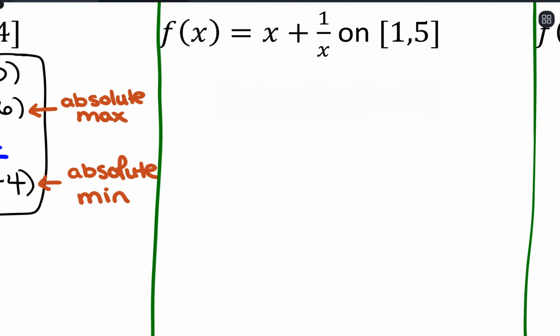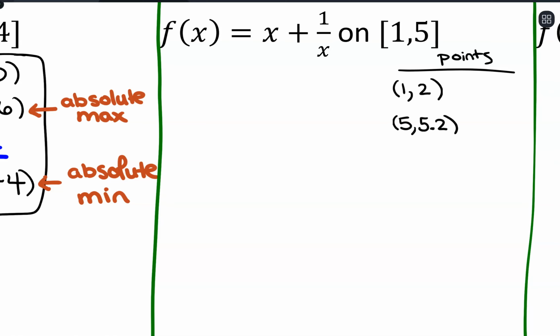And let's see, our points that we're collecting, I'm just going to put this over here. So we can have x equals 1, which is going to be 1 plus 1, so that's 2. And then an endpoint at 5. So 5 plus a fifth. I'm going to go ahead and just write that as a decimal, so 5.2. All right, so we have those points coming from the ends of our graph because of our interval 1 to 5.